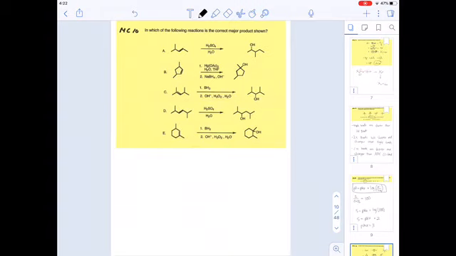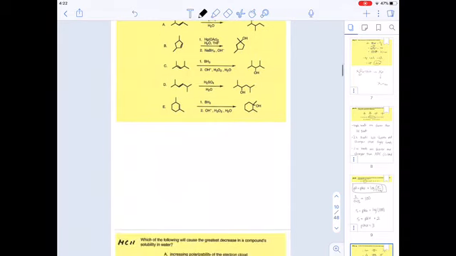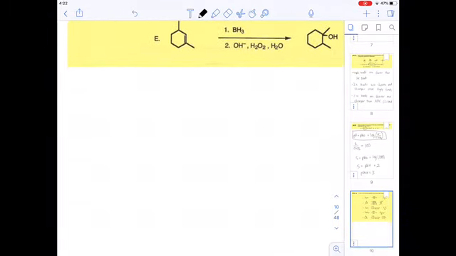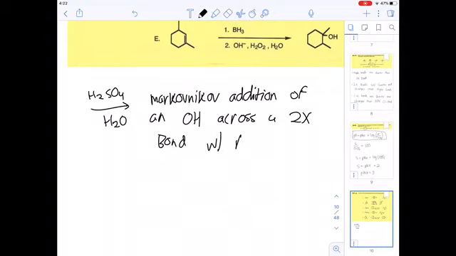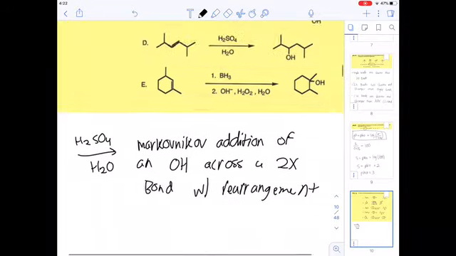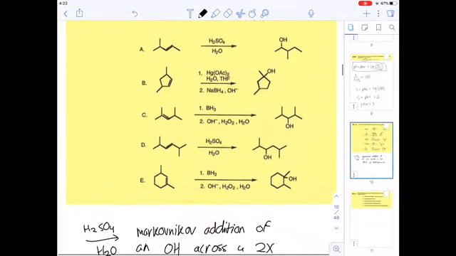Okay, so multiple choice 10 asks, in which of the following reactions is the correct major product shown? So like I said, the first thing you want to do is figure out what each of the reactions do. So in general, H2SO4 over H2O is going to be the Markovnikov addition of an OH across a double bond with rearrangement, because there's a carbocation intermediate.